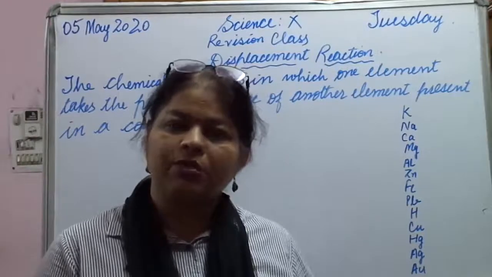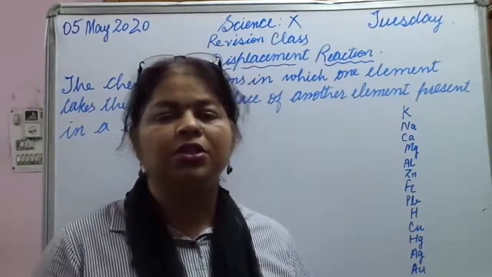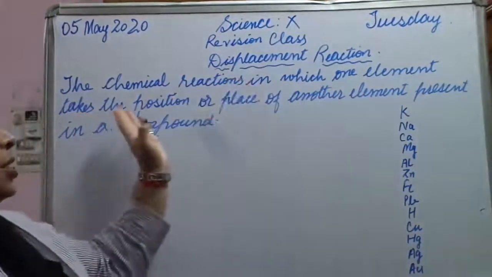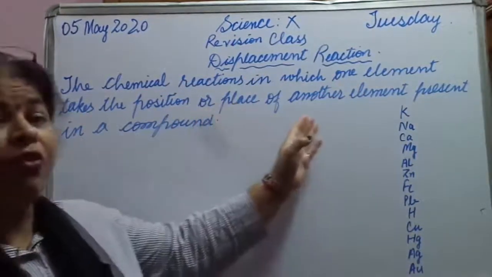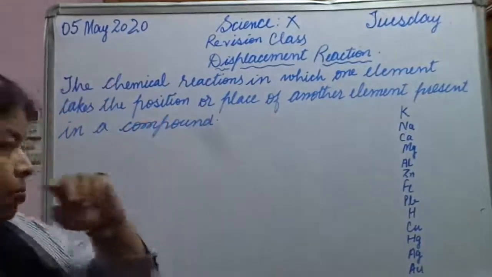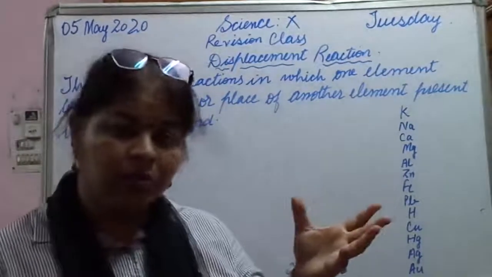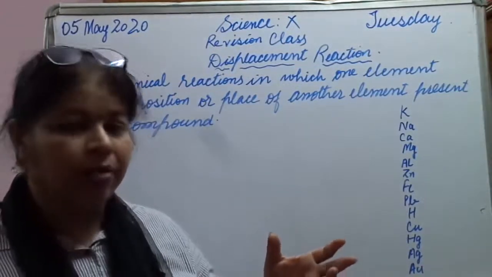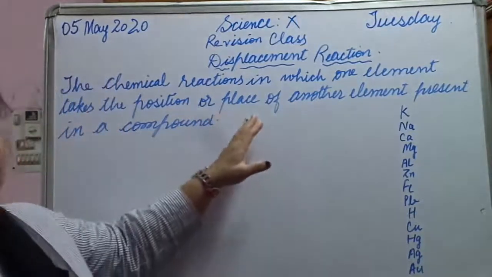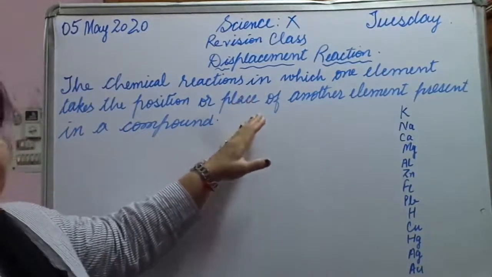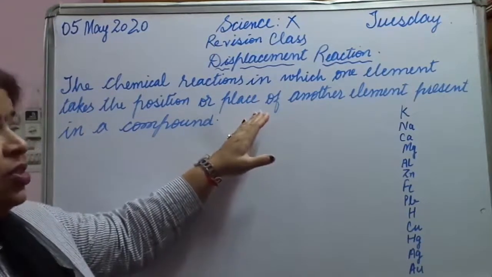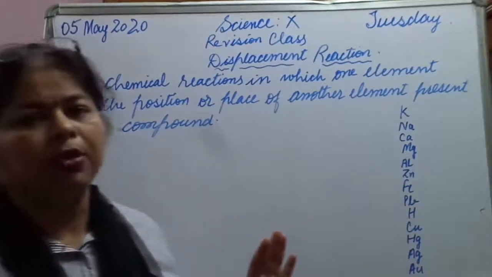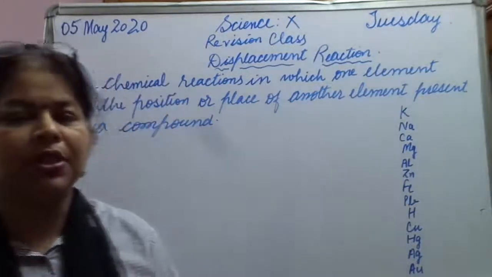Now what are displacement reactions? The displacement reactions are the chemical reactions in which one element takes the position or place of another element present in a compound. There is a compound in which two parts will be there, cation and anion. Now one of the elements is replaced, or its position is changed, by another element present in a compound. We are talking about a compound. Fine. So let us see some examples related to it.